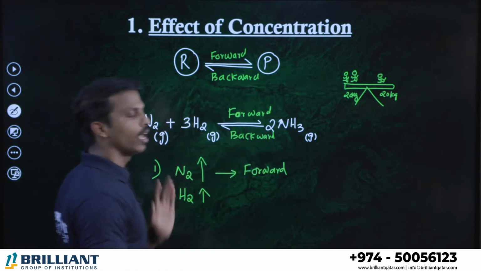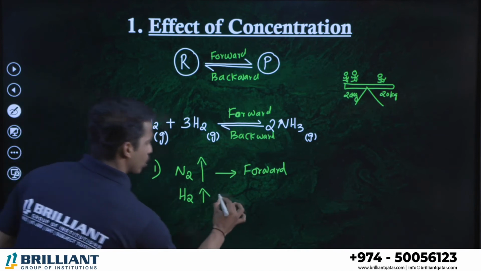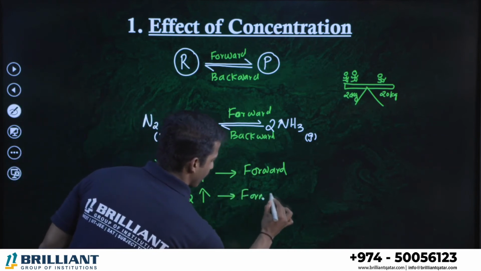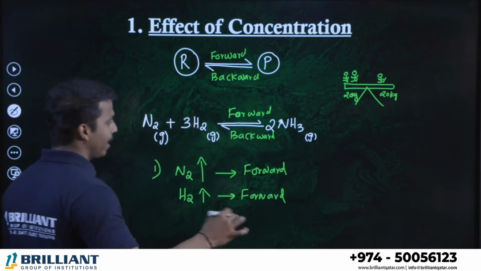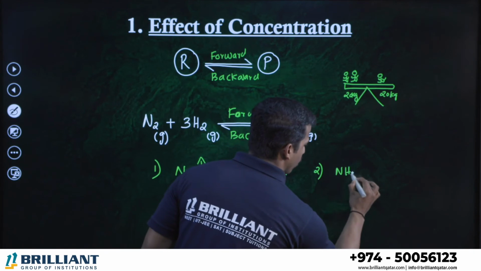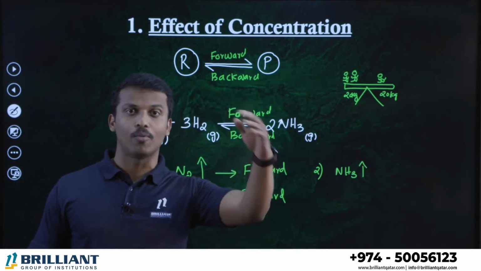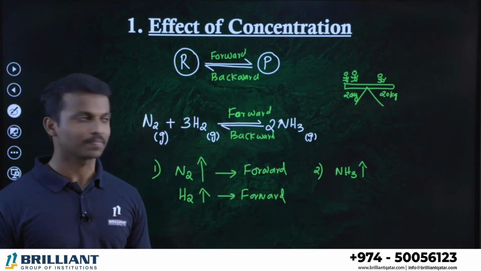You will get some more amount of product. Then it is balanced. Alright. So here also we can say forward reaction takes place. Next condition, let me tell you. If I'm adding more amount of ammonia, I'm going to increase the concentration of ammonia, what's going to happen?